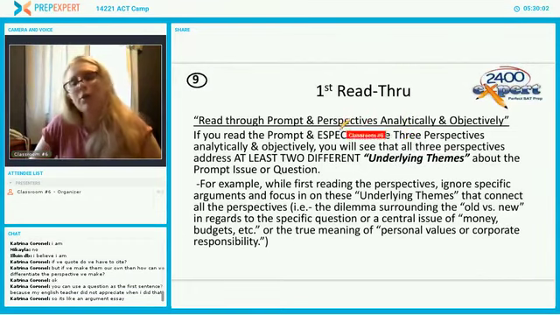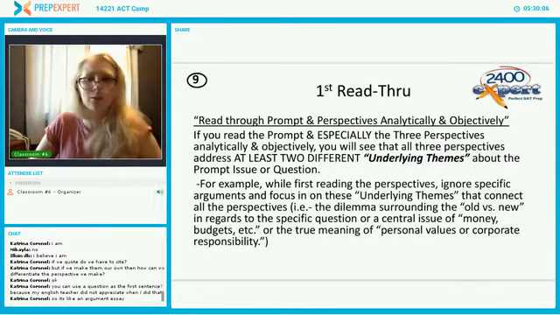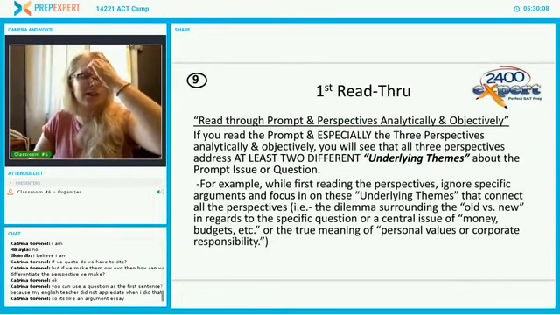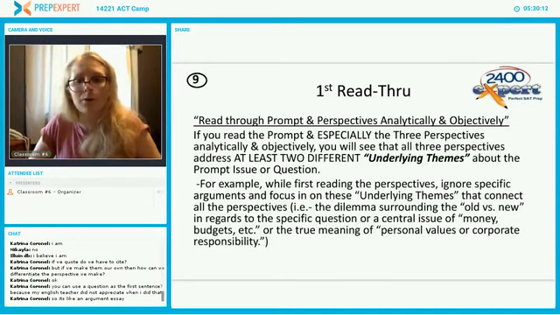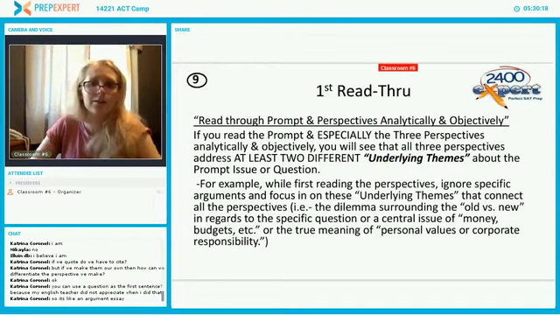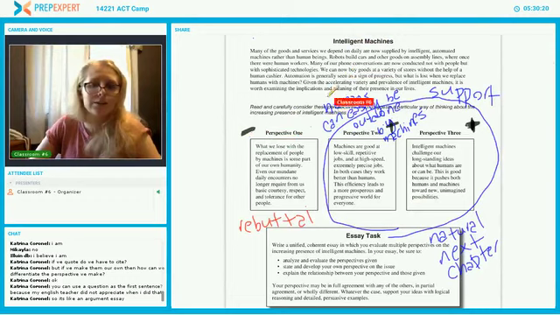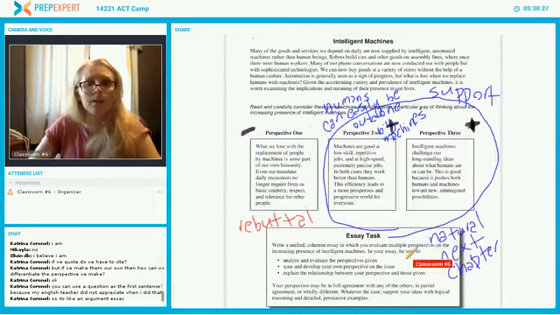If you read the prompt, and especially the three perspectives, analytically and objectively, you will see that all three perspectives address at least two different underlying themes about the prompt or issue. For example, while first reading the perspectives, ignore specific arguments and focus on these underlying themes that connect all the perspectives. And here we would notice that this was negative, these two are positive, so these two sort of go together, and this one is kind of an outlier.